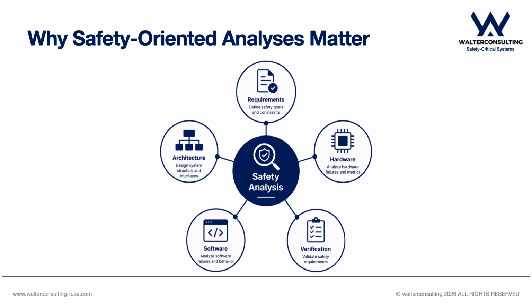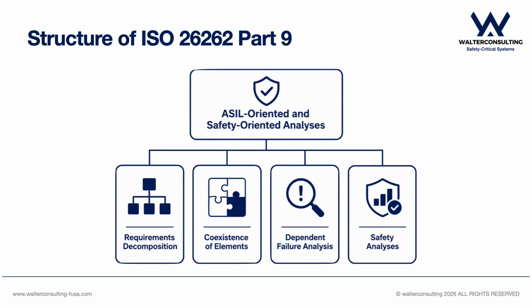Now let's examine the structure of Part 9. Part 9 consists of 4 major topics. It begins with requirements decomposition, often associated with ASIL decomposition. Next, it discusses the coexistence of elements with different safety requirements. The third topic focuses on dependent failure analysis. Finally, the standard introduces several safety analyses that help evaluate engineering solutions from different perspectives. Each topic addresses a different aspect of functional safety. Together, they strengthen confidence in the overall system design.